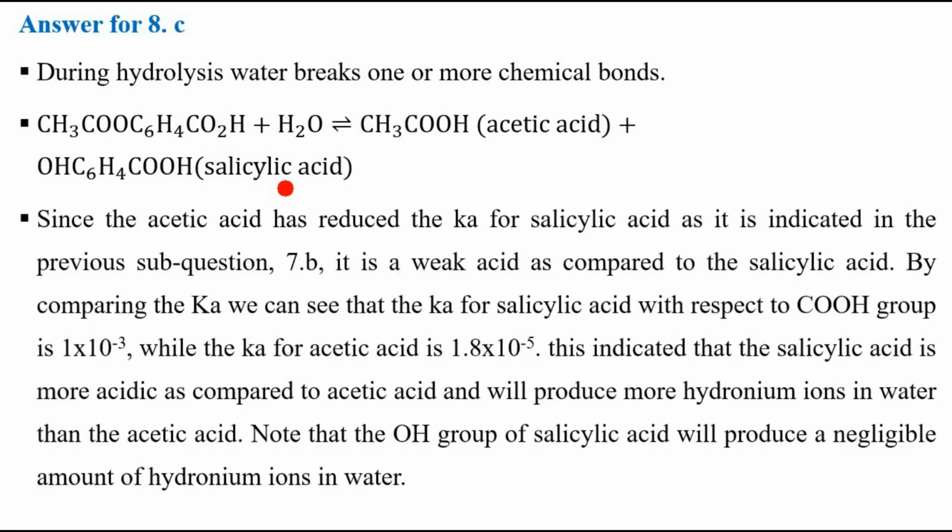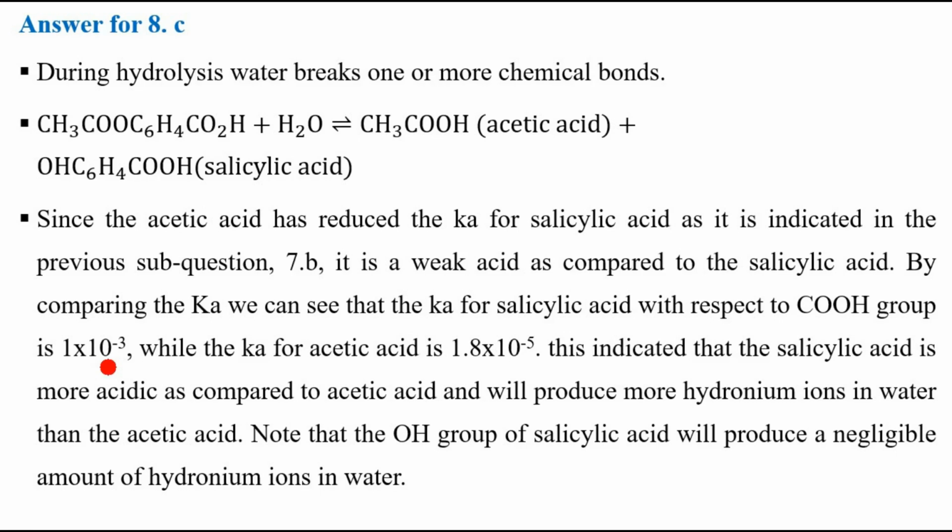Then they are asking which one will produce more hydrogen ions in the solution. Here it is obvious that it is the acetic acid. Go to the Ka of acetic acid. We have the acetic acid and the salicylic acid. Salicylic acid has a Ka for the functional group, which is the carboxylic acid, equal to 10 power negative 3, I think. Yes. Then by comparing the Ka, you can get 10 power negative 3. That is the Ka for the functional group of salicylic acid, which is the carboxylic acid group, having a Ka equal to 10 power negative 3.